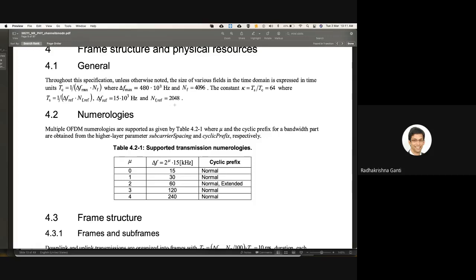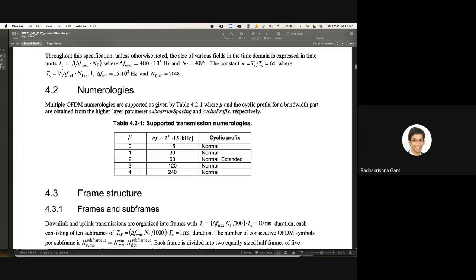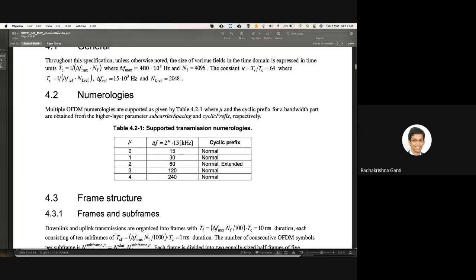Now, if you use 30 kilohertz subcarrier spacing, for the maximum bandwidth, NFFT has to be taken accordingly. So these are two constants that are defined. Everything will be expressed in terms of TC and TS. It will become clear once we go into a little bit more.